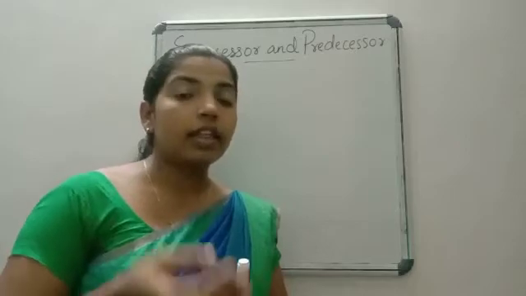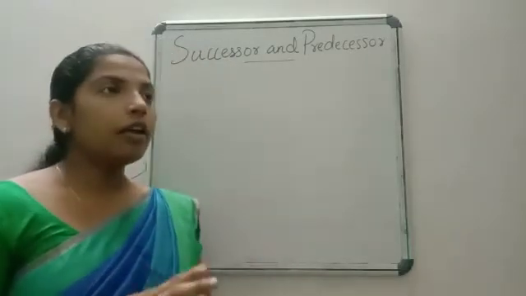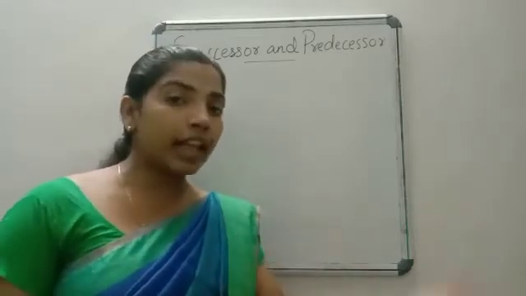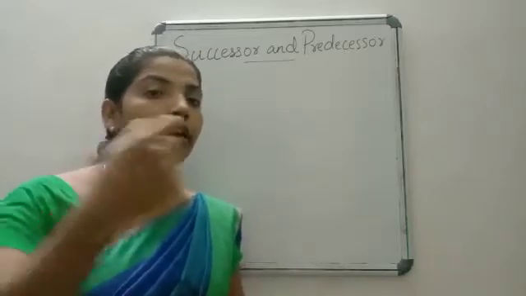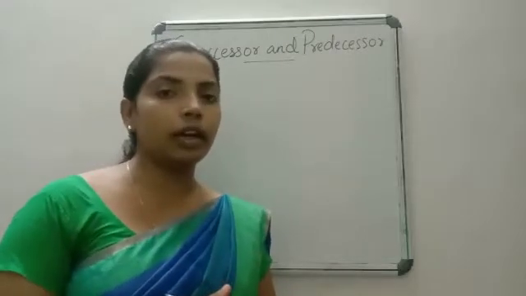Successor means the number coming just after a given number. For example, 5. What is the successor of 5? Which number will come next to 5? After 5 it is 6. So the successor of 5 is 6. That means the number which comes next to that given number.